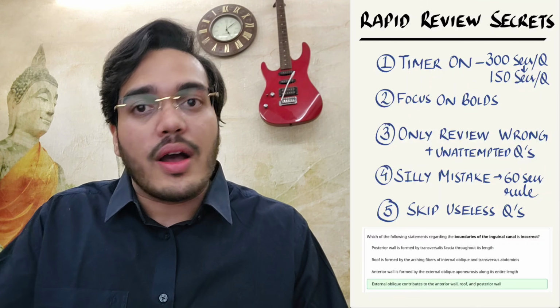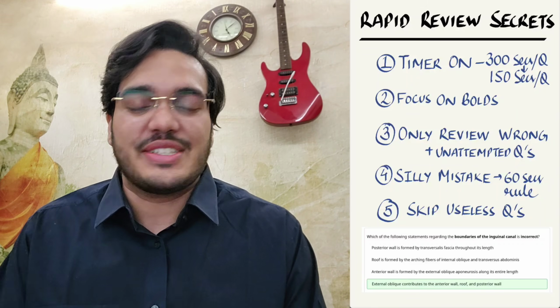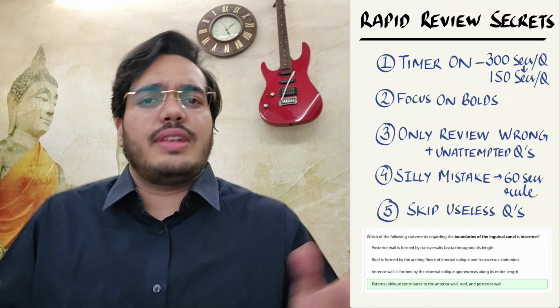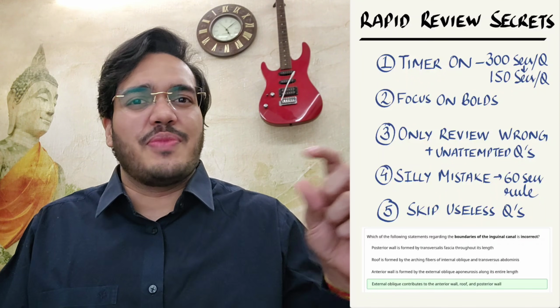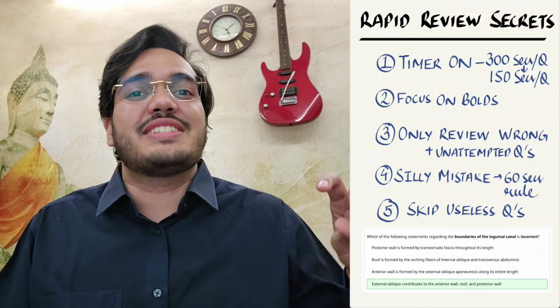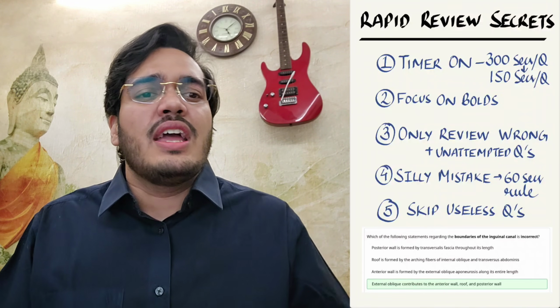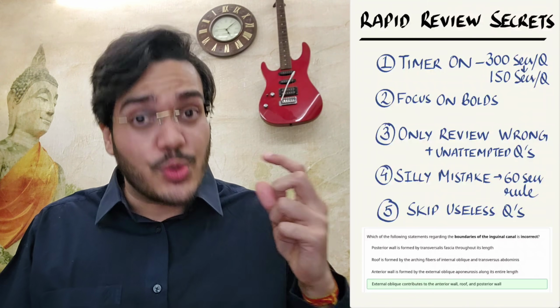Another important message to you is about the silly mistakes which you make. So let's suppose there is a question where you just overlooked the word incorrect, such as which of the following statements is incorrect, and you made a mistake in that. Put a 60 seconds timer for those specific questions.